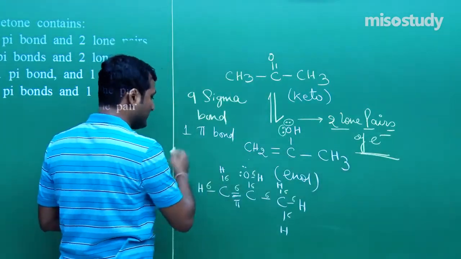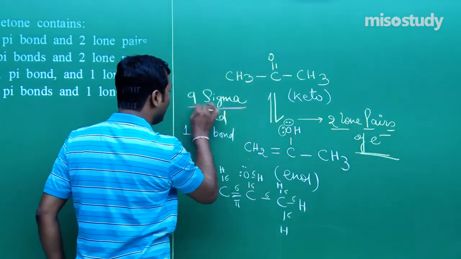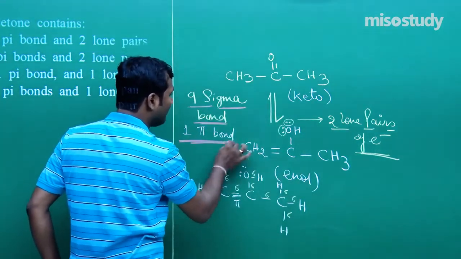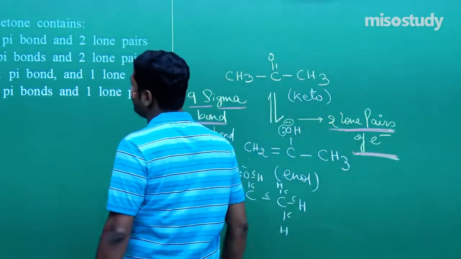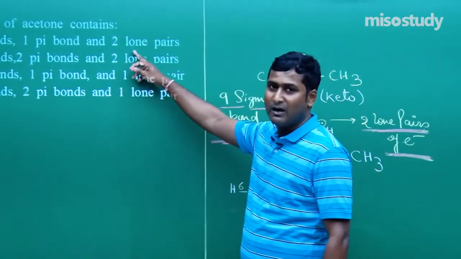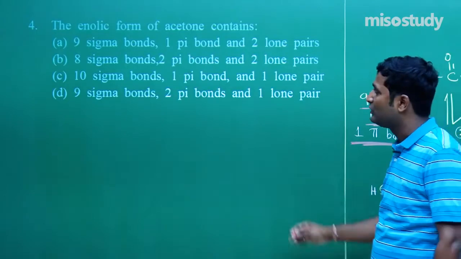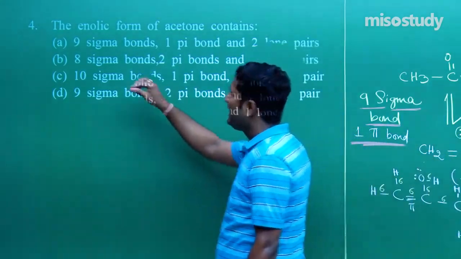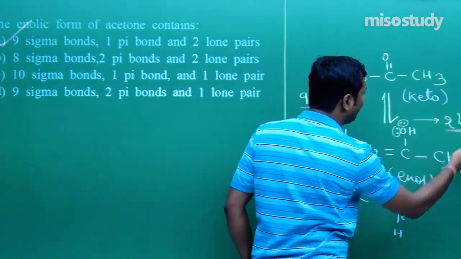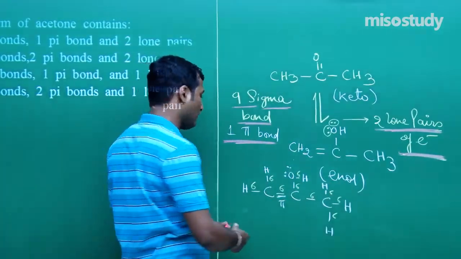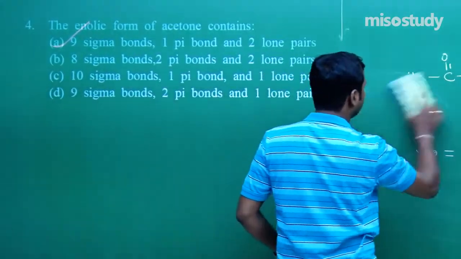So the complete answer is 9 sigma bonds, 1 pi bond and 2 lone pairs of electrons. So for question number 4, A is the correct option. Again check, 9 sigma, 1 pi and 2 lone pairs of electrons. So friend, I'm going to rub this part and we'll discuss the next one. Wait for a moment.